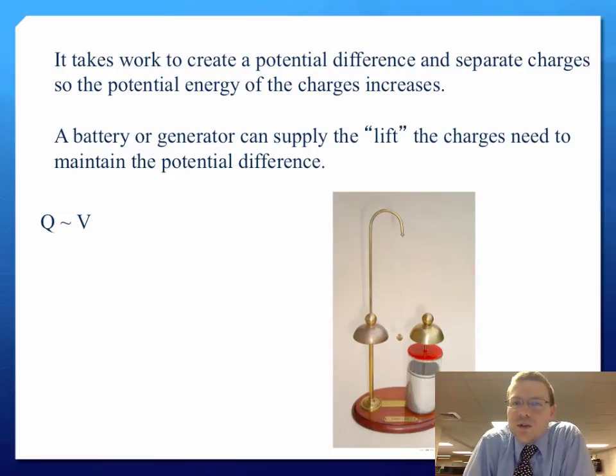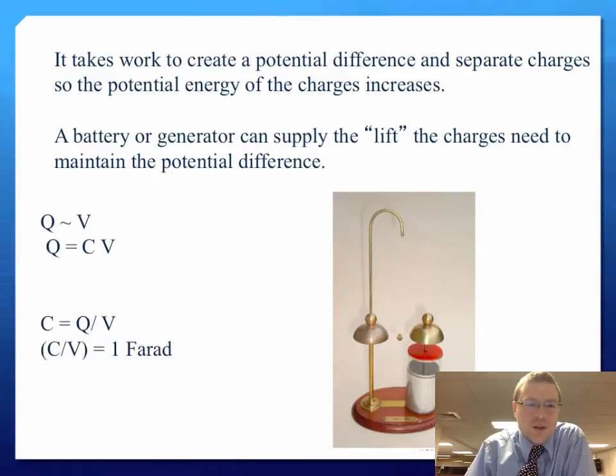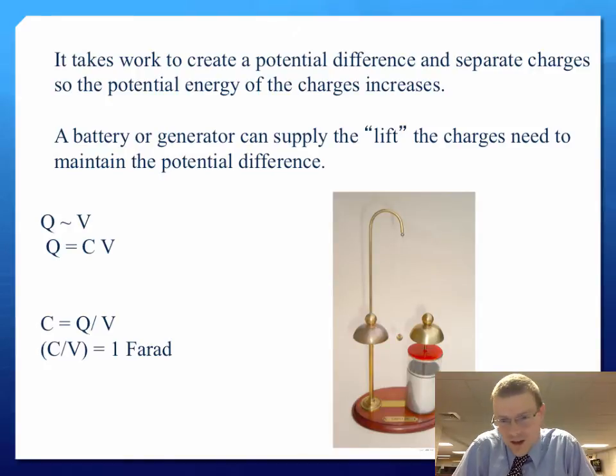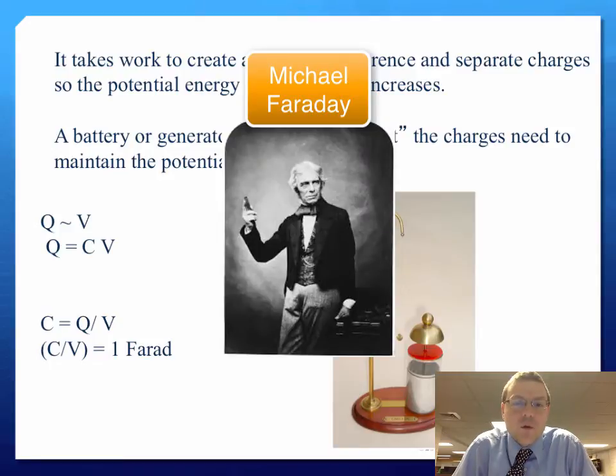So like we said, it takes work to separate the charges, to create a potential difference and increase potential energy of charges. That work can come from a battery supplying the energy, or a generator can lift the charges to create that potential difference. And since charge is proportional to volts, the proportionality constant here we're going to call C. C is our capacitance. It's our charge per unit volt ratio, or like we had, coulombs per volt. So instead of saying coulomb per volt or coulomb squared per joule, which again is a big mouthful, we call that a farad in honor of Michael Faraday. A farad is the unit for capacitance.